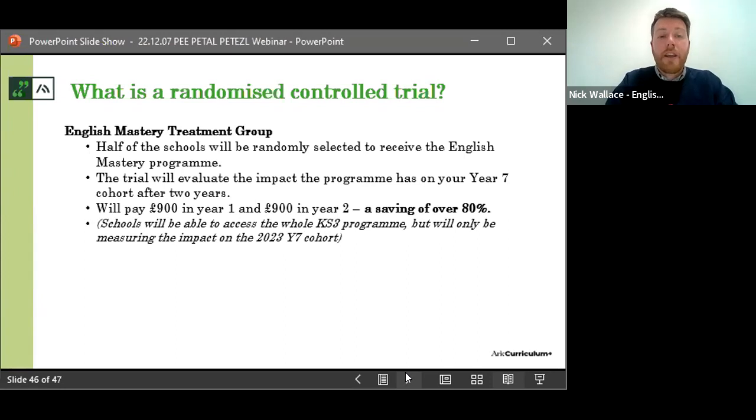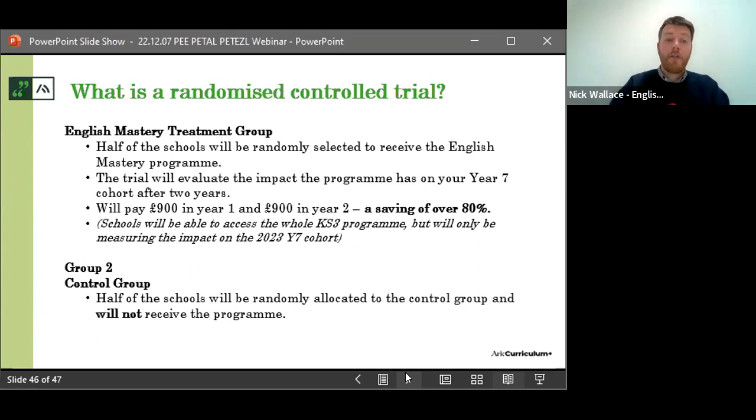Schools can access the complete Key Stage 3 programme for Year 7, 8 and 9, but we will only be measuring the impact on that 2023 Year 7 cohort. So you can teach the programme to your Years 8 and 9 if you'd like to, and we'll be following those Year 7s through their time at school.